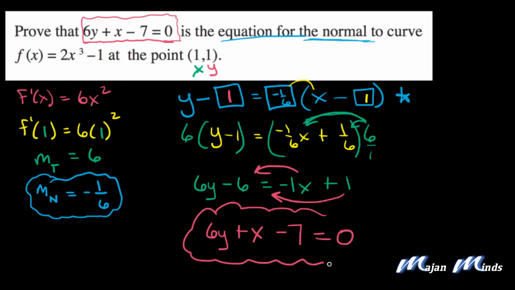And so I have proven now that the equation for the normal to the curve is this guy at 1, 1, because they gave us the specific point. So that's all you have to do.